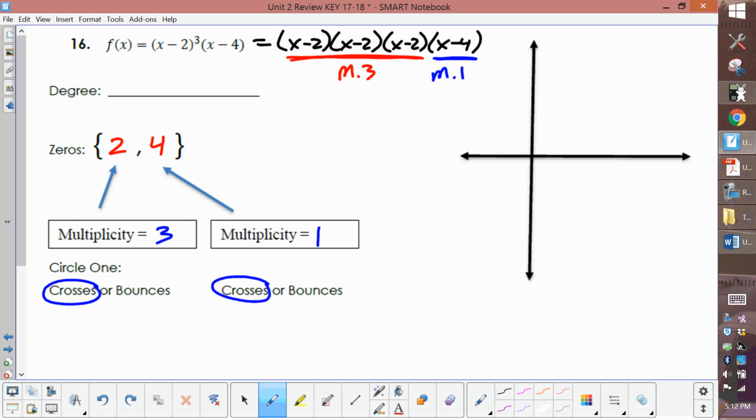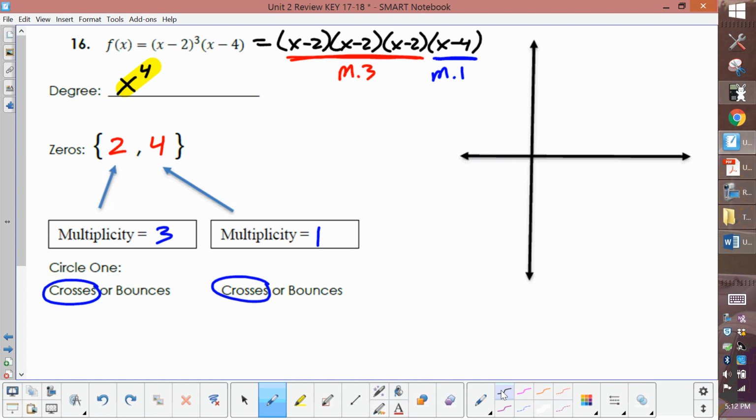Now, the other reason I write it out is what is my degree here? Well, this would be x times x times x times x. And if I were to write it all the way out, I would have x to the 4th power. Okay, and that tells me the general shape. This is going to make a parabola type shape. Okay, and so I know my graph is going to come from this direction.